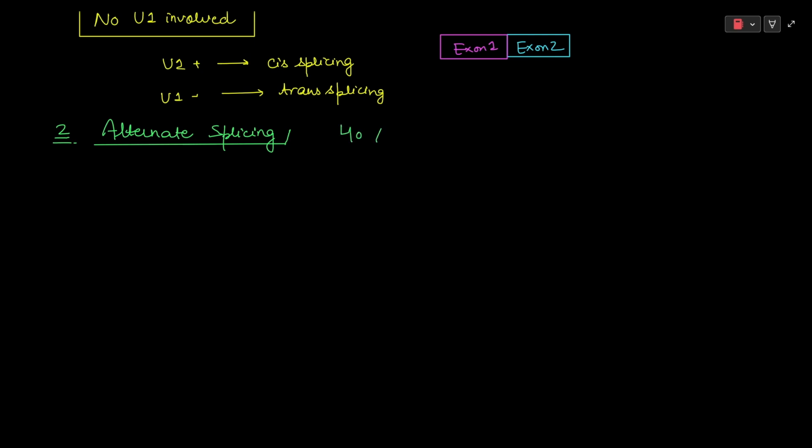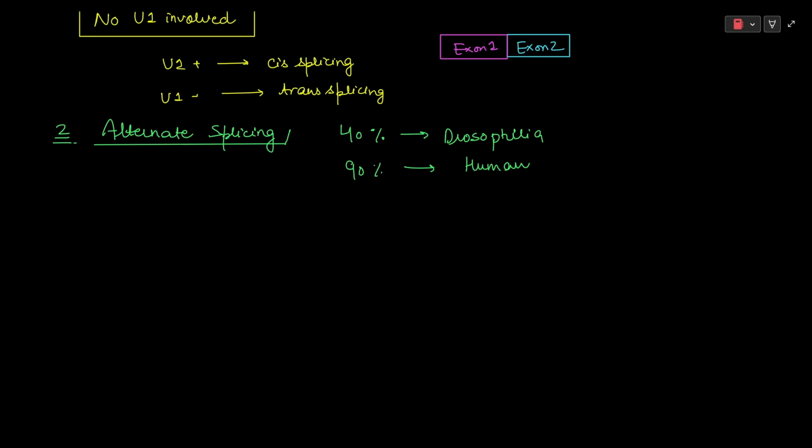Let me give you a stat here. 40% of the genes in Drosophila are made using alternate splicing, right? And in the case of human, it is much more than that. Around 90% of our genes are alternatively spliced. So that is the scene in the case of human beings.